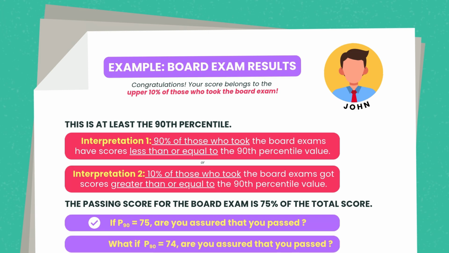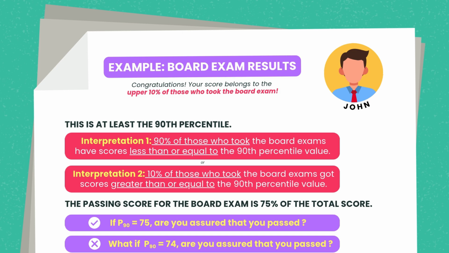Suppose that P90 is equal to 74. Are we assured that John passed the board exams? No. So, John might belong to the upper 10%, but still did not pass the board exam. Again, the measures of location simply tell you your position with respect to a group. It does not tell you your score.